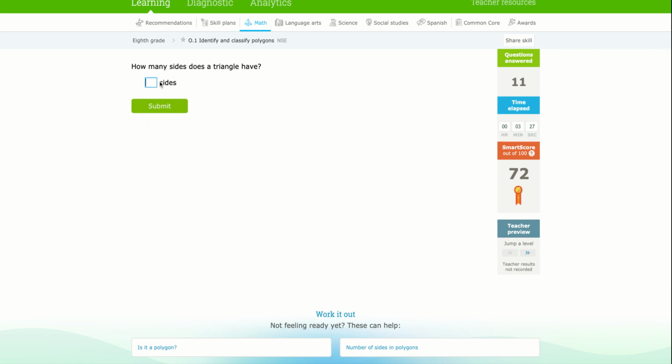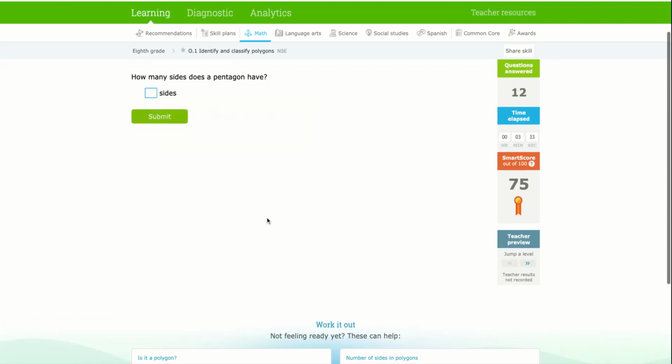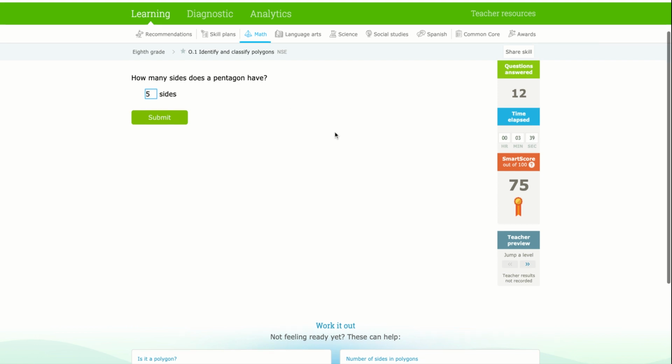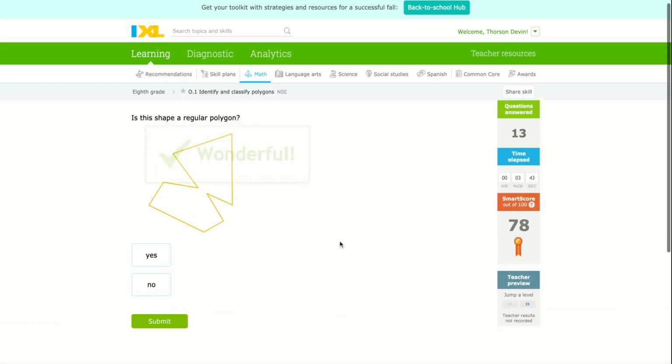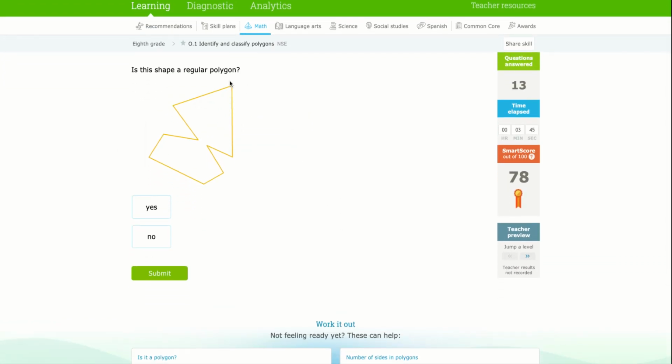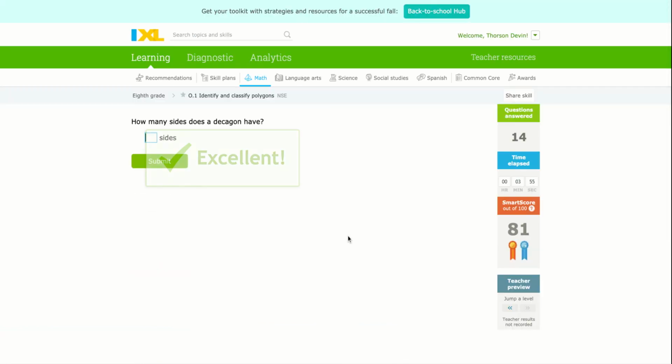How many sides does a triangle have? Triangle, hopefully you all know that tri means 3, triangle is 3 sides. How many sides does a pentagon have? I always think of the Pentagon in Washington. The Washington Pentagon, I picture that in my mind, and I picture 5 sides. Is this shape a regular polygon? Remember, this is not a regular polygon. This angle here is not the same as this weird angle here. So it has to look very symmetric.